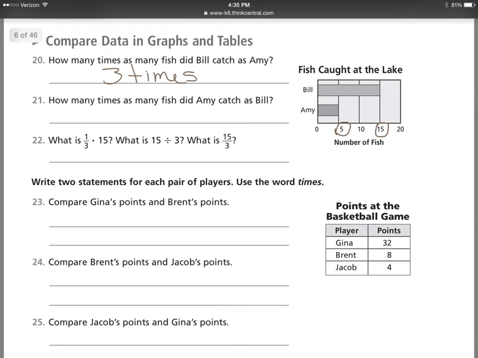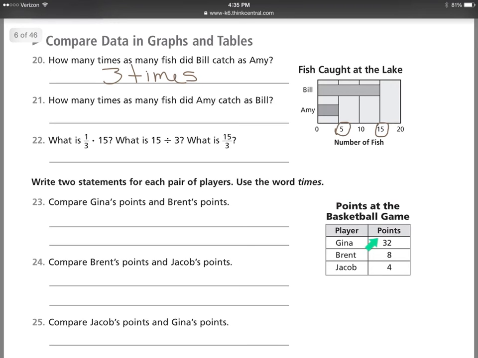I will do number 23 with you. We're going to compare Gina's points to Brent's points. So we want to lead with Gina on this. We need to take a look at our graph over here and see what it's telling us. Our title says points at the basketball game. We have 3 players here. Gina, Brent, and Jacob all were playing in this basketball game. All scored points. Gina scored the most, then Brent, then Jacob. Again, we need to start and lead our sentence with Gina because it says compare Gina's points to Brent's points.